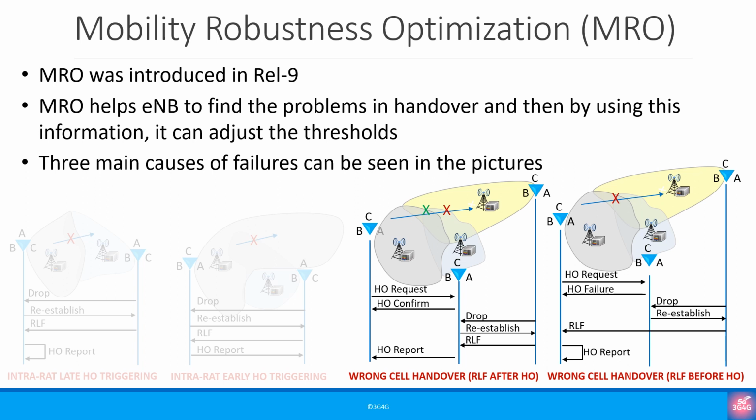The last scenario is handover to the wrong cell. Here there are two different sub-scenarios. One in which radio link failure happens after the handover and the other in which RLF happens before. Okay, so let us start looking at each of these scenarios one by one in detail.